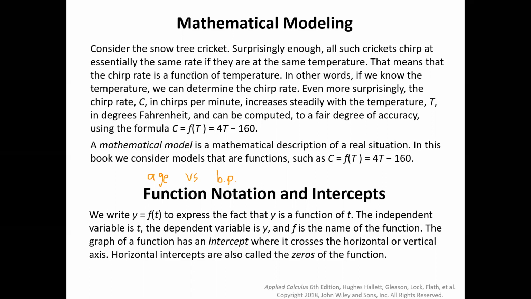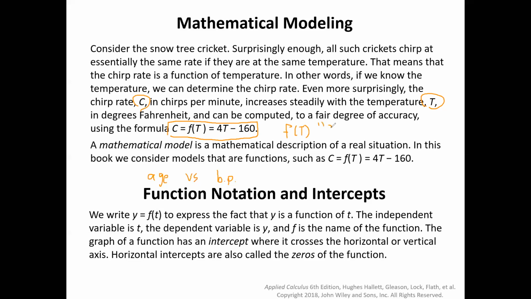So for example, let's go back to our example here. C is the chirp rate per minute. Steady temperature T, capital T, that's degrees in Fahrenheit, can be computed to a fair degree of accuracy using the formula right here. Okay, so C for chirp rate is F of capital T. This is the notation of functions: F parentheses of T.